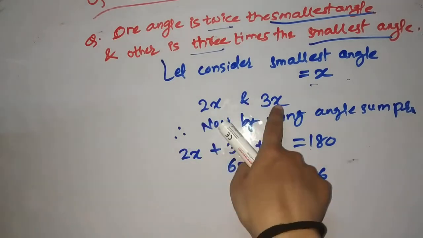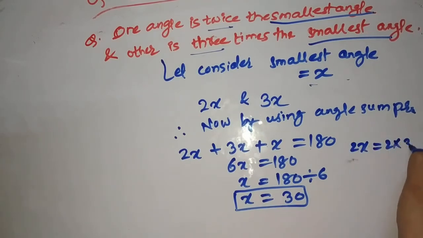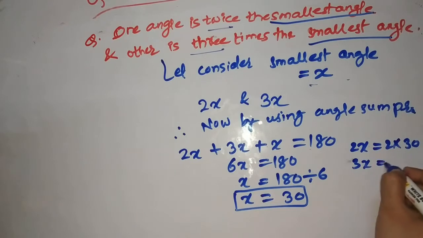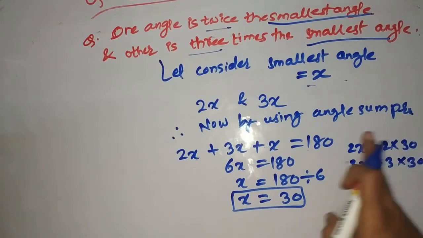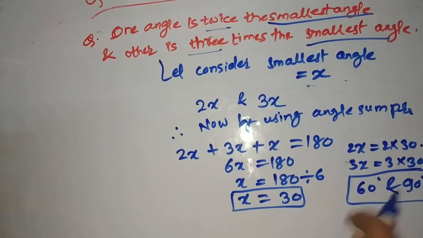So the remaining 2x and 3x you can also find here. 2x is 2 into 30, and 3x is 3 into 30. So friends, what does it mean? Here you will get 60 and here you will get 90. 60 degrees and 90 degrees. So the remaining angles are 60 and 90, and one angle itself is 30.